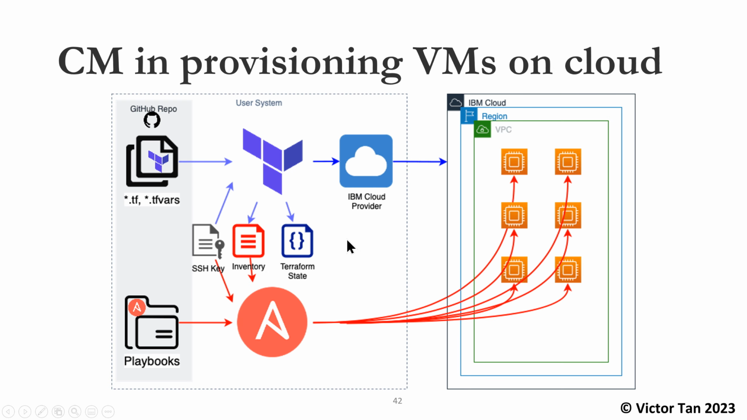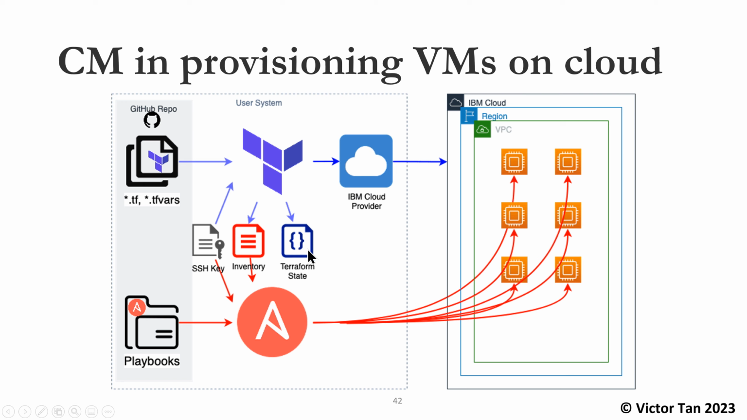So here's an example of how you can use CM to provision your VMs on the cloud. Let's say this is IBM Cloud or AWS or whatever. Let's say you have already set up all these EC2 instances. Then you might want to do configuration management, such as setting up the SSH key that allows you to connect into all these instances. You might have an inventory of software that you want to install on all these instances at the same time.